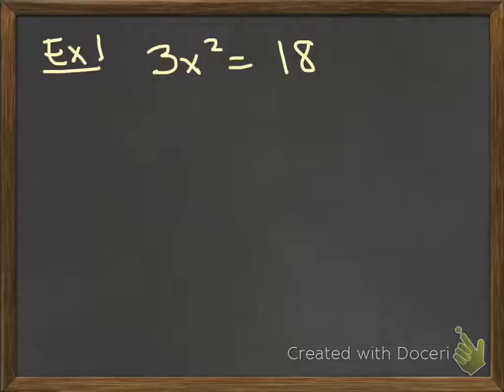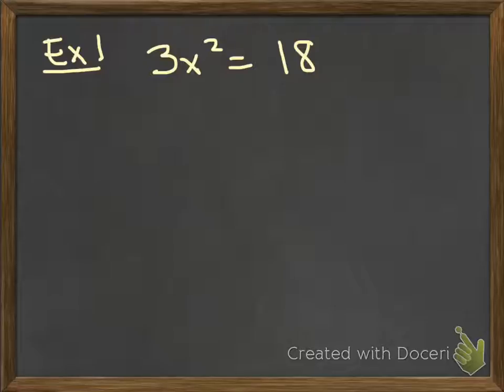Say that you did bring it over, you get 3x squared minus 18 equals 0. You pull out the 3, you get x squared minus 6 in the parentheses equals 0, and then you can't really do anything after that because that is not a difference of squares, so you can't factor it. So we still need to solve this. So we can still solve this.